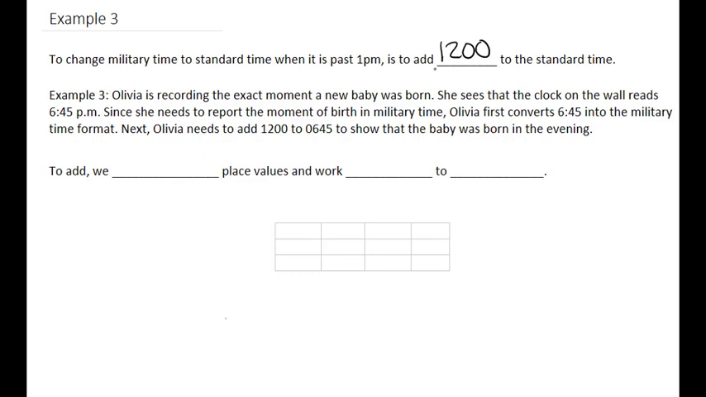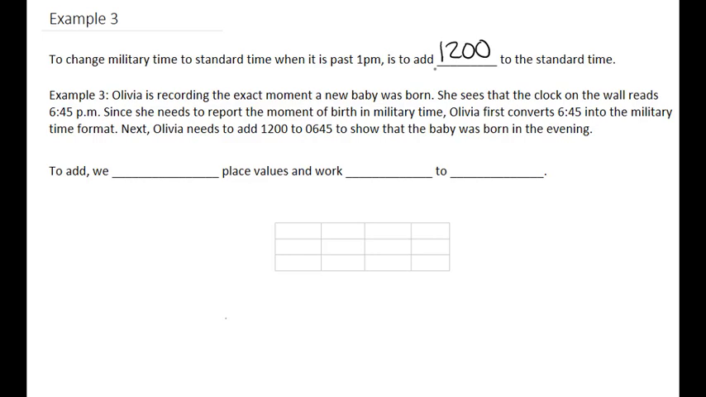Olivia is recording the exact moment a new baby was born. She sees the clock on the wall reads 6:45 p.m. Since she needs to report the moment of birth in military time, Olivia first converts 6:45 into military time format. Next, Olivia needs to add 1200 to 0645 to show that the baby was born in the evening.